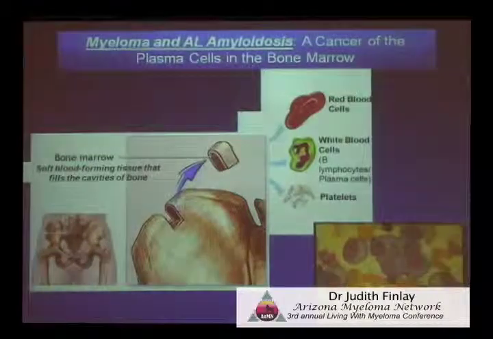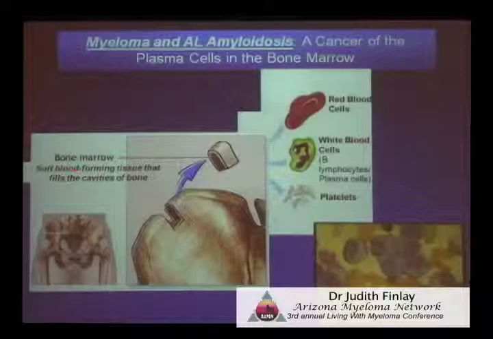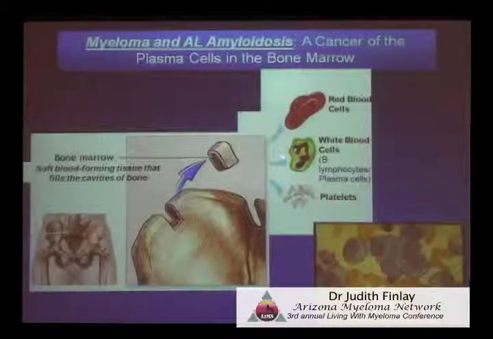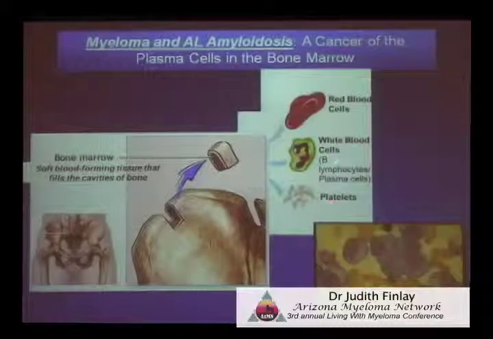This shows the bone marrow, which is inside of the hip bone and all the other bones, and it's a soft blood-forming tissue that fills the cavities. Inside the cavities are red blood cells, white blood cells, and the plasma cells, which are the cells that become cancerous.